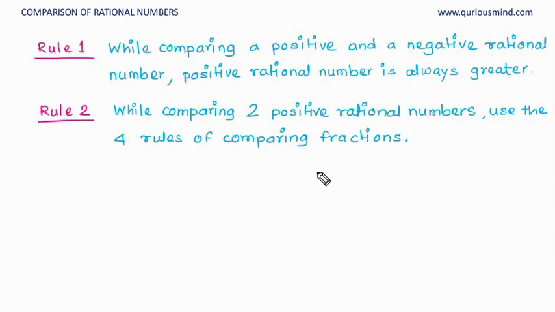Rule 2. While comparing two positive rational numbers, use the 4 rules of comparing fractions. So you remember the rules of comparing fractions. Let's say I have to compare 2 upon 3 and 1 upon 3. Here the denominators are same. In that case, greater the numerator, greater is the fraction. If I have to compare 2 upon 3 and 2 upon 5, now here numerators are equal. If numerators are equal, smaller the denominator, greater is the fraction. And hence in this case, 2 upon 3 is a greater rational number.